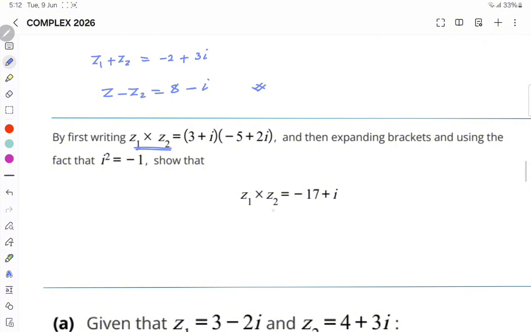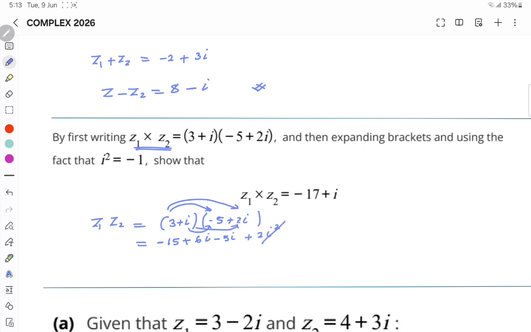So z1 times z2, it's only multiplication. (3 plus i) times (negative 5 plus 2i). In multiplication, we just distribute normally, first term by every term in the second bracket. 3 times negative 5, it will be negative 15. 3 times positive 2i, it will be positive 6i. Then take the second term, i times negative 5, negative 5i. i times positive 2i, it will be positive 2i squared.